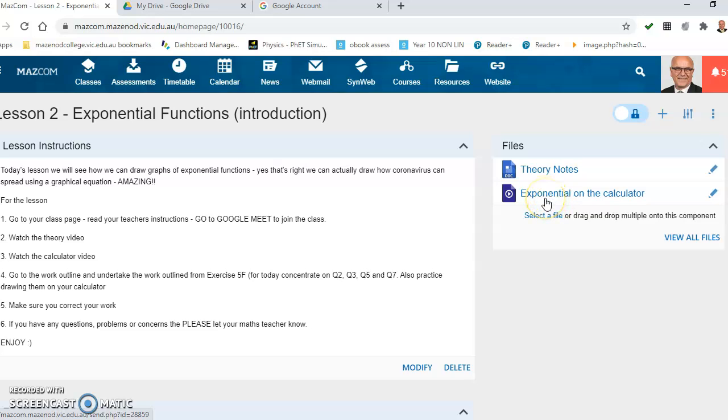And finally, don't forget we have the exercises to do. So he's asked you to do questions 2, 3, 5, and 7 and practice it with your calculator.